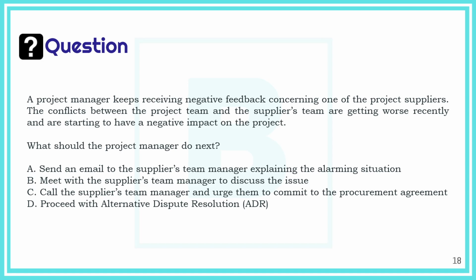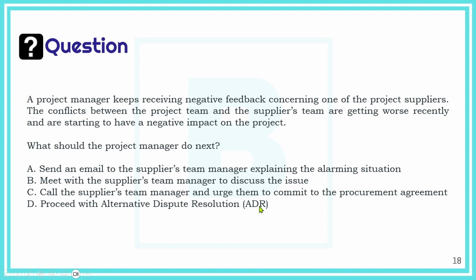The conflicts between the project team and the suppliers team are getting worse recently and are starting to have a negative impact on the project. What should the project manager do next? Send an email to the suppliers team manager explaining the alarming situation, meet with the suppliers team manager to discuss the issue, call the suppliers team manager and urge them to commit to the procurement agreement, or proceed with alternative dispute resolution, ADR, which means it might even go up to taking it to court.